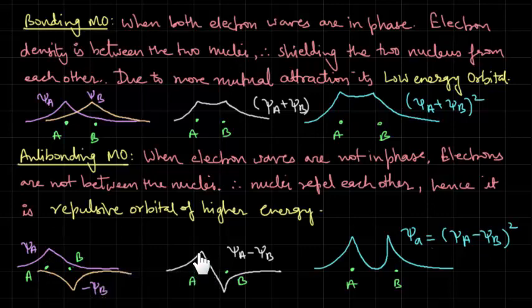So ψA minus ψB will be something like this, and if we take the square of it, it will look something like this. So this is (ψA minus ψB) whole squared, and if you compare these two, you can see that here the probability of finding an electron is much less. So the electron pair stays very little between the nuclei, and therefore the nuclei tend to repel each other. So this anti-bonding molecular orbital is not as stable as this.